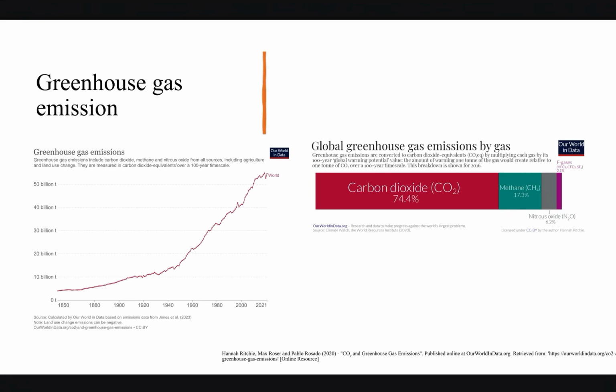And from the right side, carbon dioxide makes up 74.4% of greenhouse gas, and secondly, methane makes up 17.3%. Therefore, I will focus on these two gases, carbon dioxide and methane, and discuss how we can reduce these gases into other useful gases.